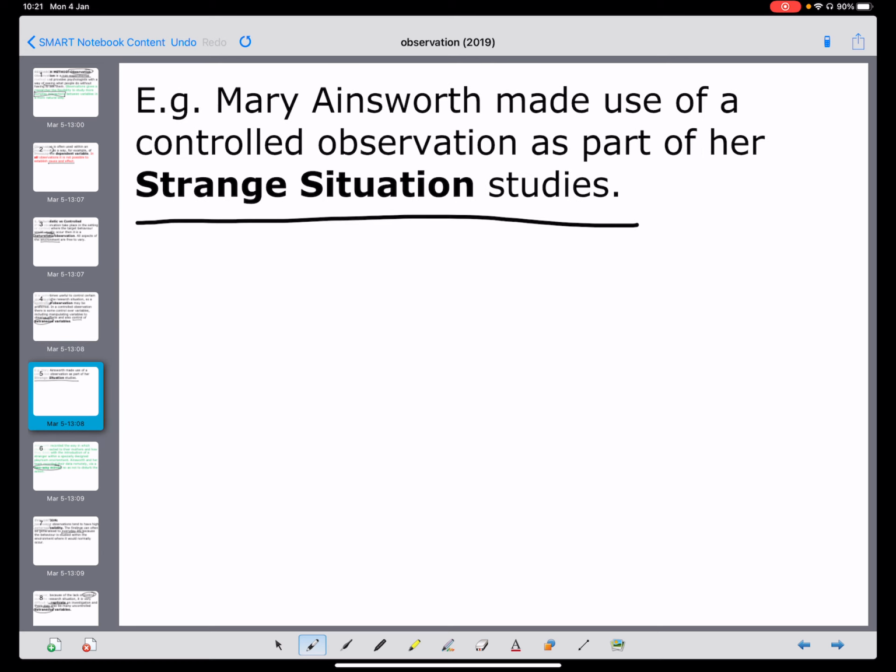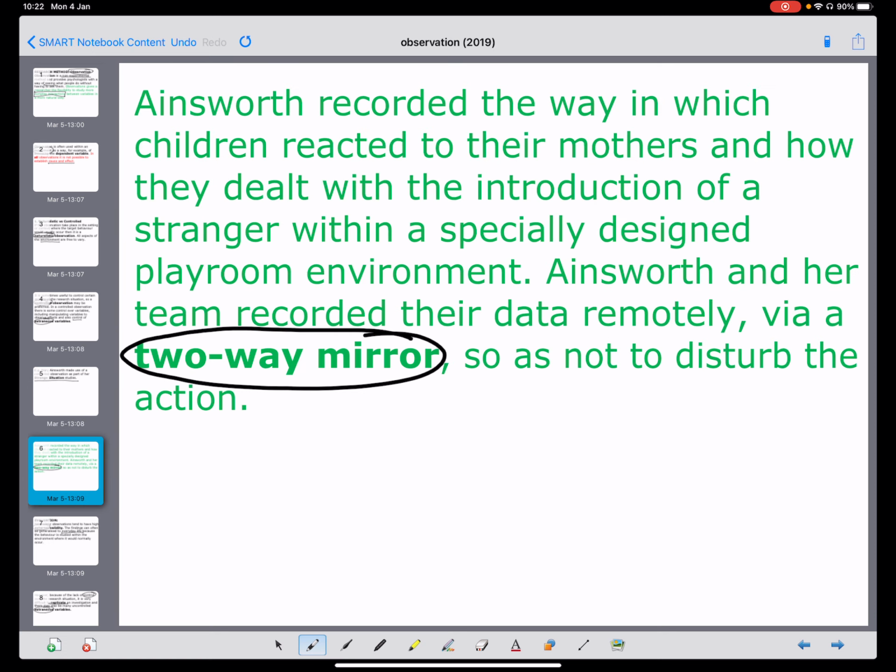A good example of this is a person called Mary Ainsworth, and we'll look at this during the attachment course. She set up a very complete observation called the strange situation, where she took children into a room. The room was lovely, it was carpeted, had a couple of chairs, toys for the child to play with, and she observed them through a two-way mirror.